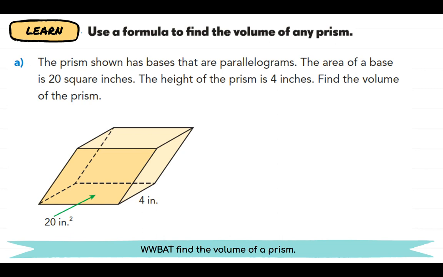Let's look at the first example. The prism shown here has bases that are parallelograms. The area of a base is 20 square inches. The height of this prism is 4 inches. Find the volume of the prism.